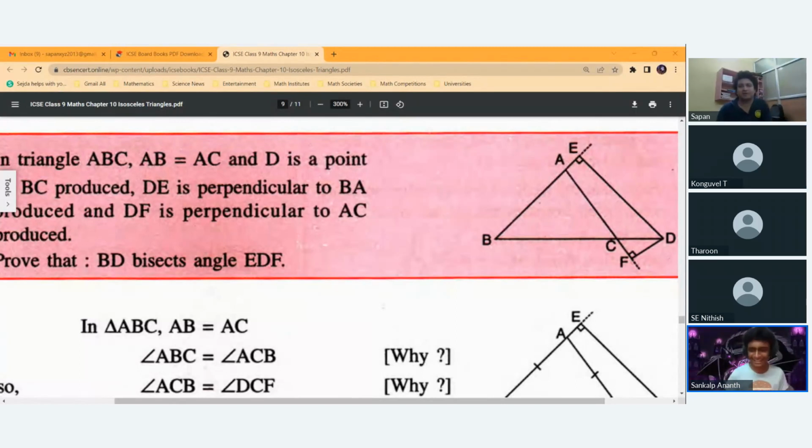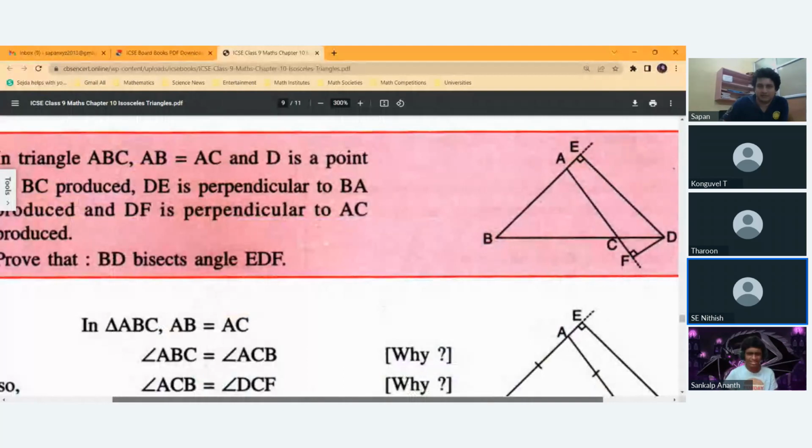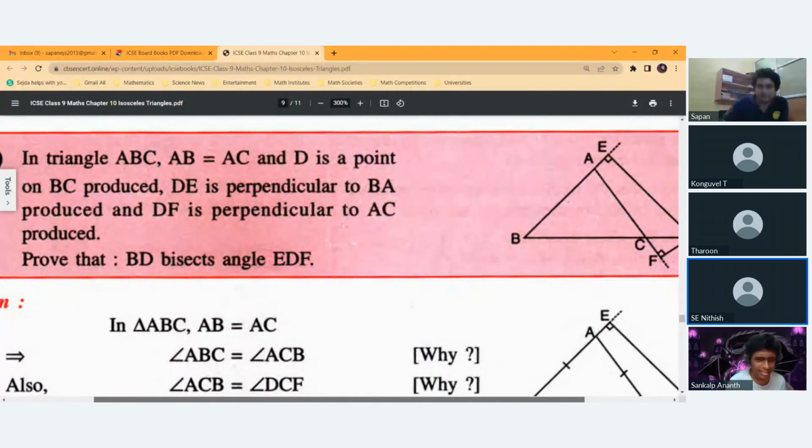Sir, how did you even get that? Let's see, sir. AB is not equal to AC. The point is to draw the diagram first. Certainly, BD bisects EDF. So take it as a homework and see whether it is possible to do or not. Wait a minute, I want to copy the question, sir. Can you show the question and the diagram together, sir?